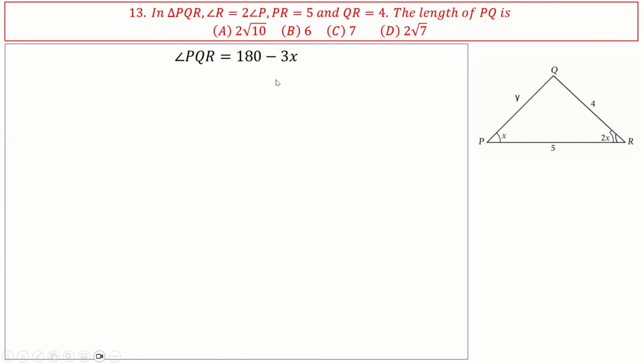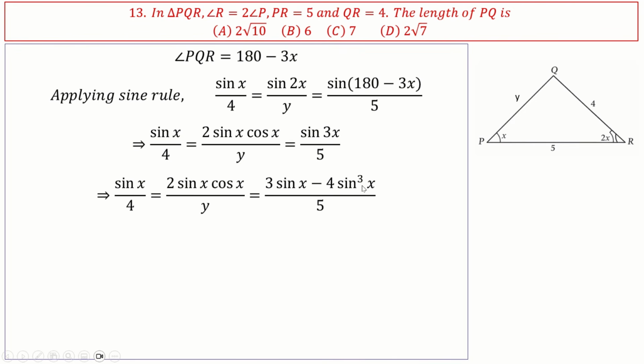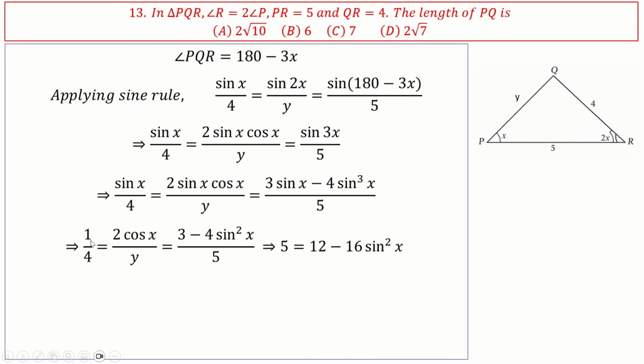Angle PQR is equal to 180 minus 3x, obviously. You can now apply the sine rule: sin x by 4 equal to sin 2x by y equal to sin of 180 minus 3x by 5. Now you expand this again. Sin 2x is nothing but 2 sin x cos x. Sin of 180 minus 3x is sin 3x, so sin 3x also you expand; it is nothing but 3 sin x minus 4 sin cube x. Now sin x is common in all this, so cancel it. You are left with 1 by 4 equal to 2 cos x divided by y, which is equal to 3 minus 4 sin square x by 5.